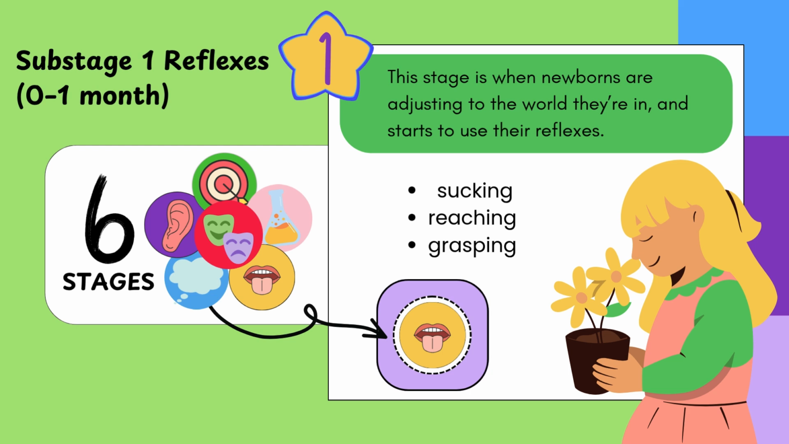So substage 1 is reflexes, and that happens between 0 to the first month. And you will notice in each slide, out of the many pictures I have, I focus on one to help remember what the stage is about. And so for this one, I chose a mouth. This stage is when newborns are adjusting to the world that they are in, and they start using their reflexes. And that includes sucking, reaching, and grasping. So they are now adjusting to the world and they're starting to utilize those reflexes.